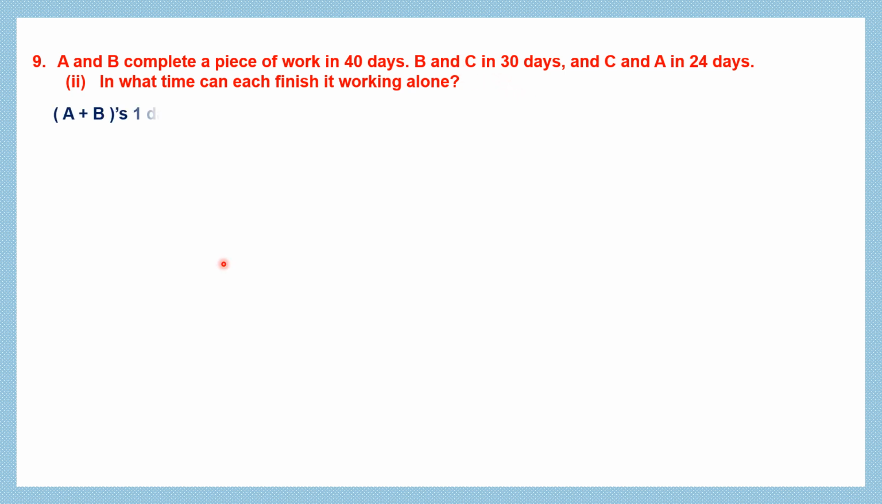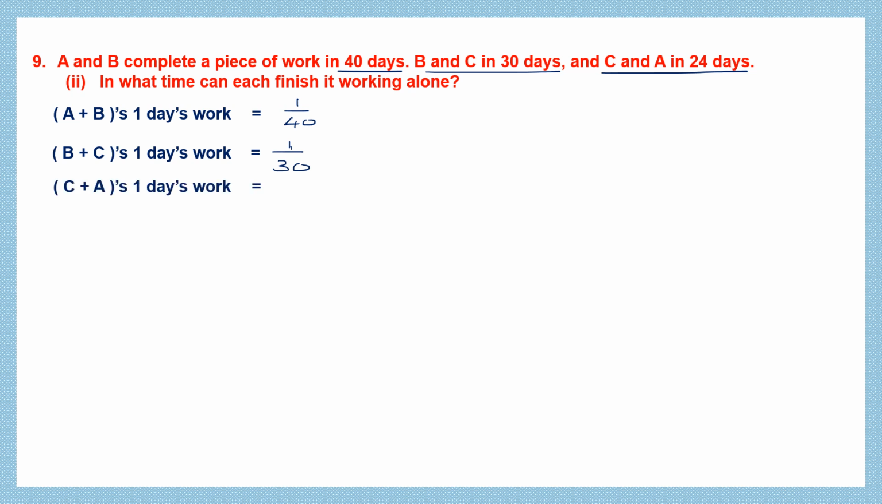So let's begin by saying A and B's 1 day's work. Okay, they finish in 40 days, so their 1 day's work is 1 by 40. B and C in 30 days, so 1 day's work is 1 by 30. And C and A in 24 days, and that is 1 by 24. Now we also found out how long they take to work together. So that means A plus B plus C's 1 day's work is 1 by 20. They finish in 20 days. So their 1 day's work is 1 by 20. Now we have to find in what time can each finish. So first let's find out in what time A can finish the work.